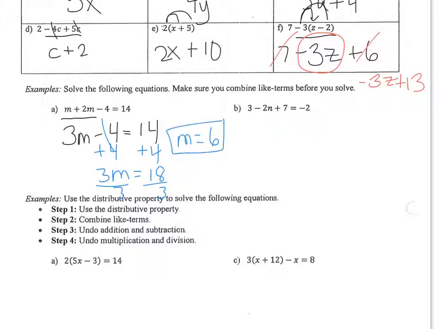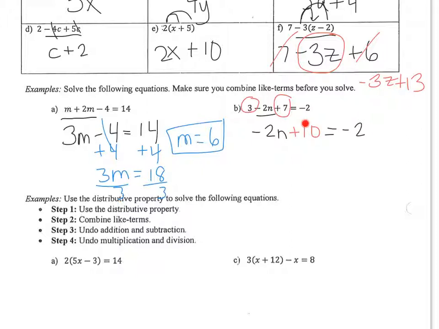So combine like terms. Letter B, combine like terms. You have a negative 2n, but not another 2n. But then you have a 3 and a 7, so that's going to be plus 10 equals negative 2. So from yesterday, this is a two-step problem.